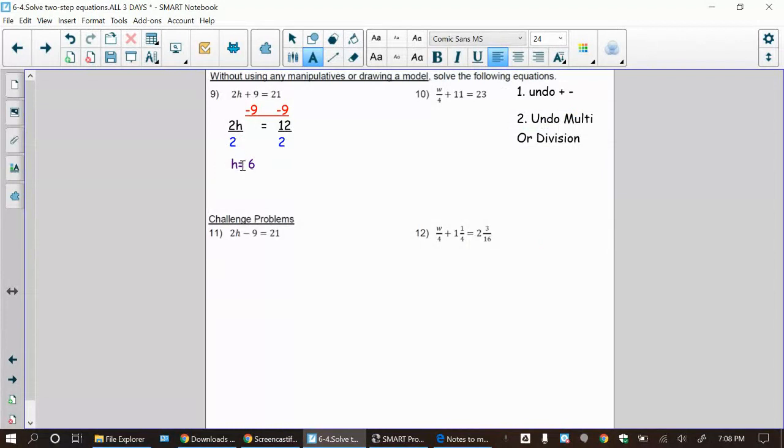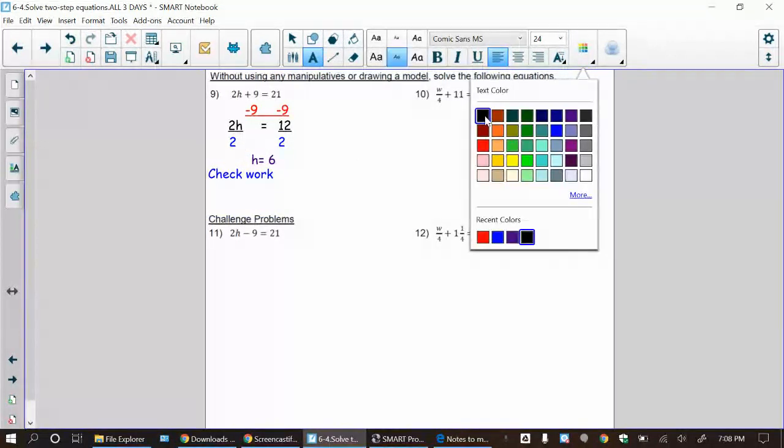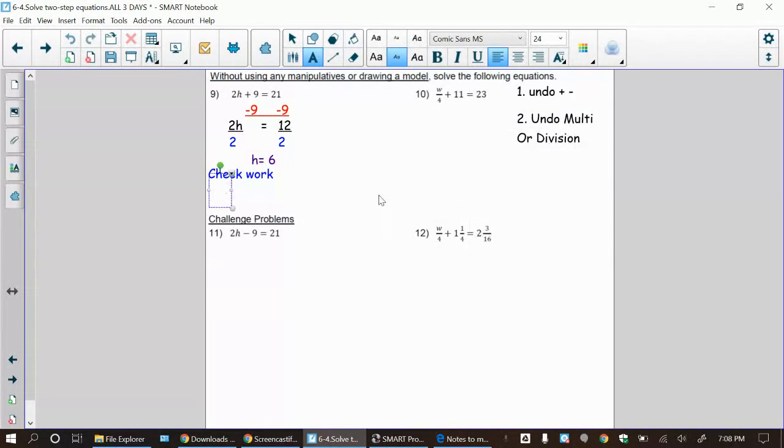Okay, that is your solution, and that is how you write the solution. Then always, always, always check your work. Some of you are changing the equation to make it work the way you want to. You can't do that. You need to rewrite it as it is, just replacing the variable. So instead of h, I'm putting 6. Then I'm going to add 9. You're not putting minus 9, you're adding it, and 21.